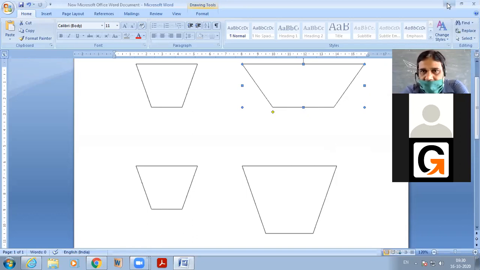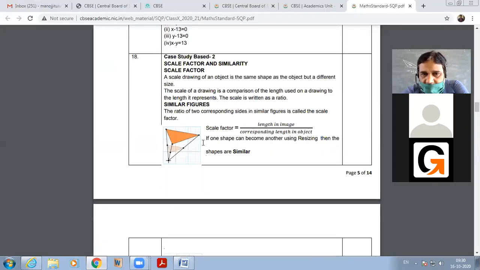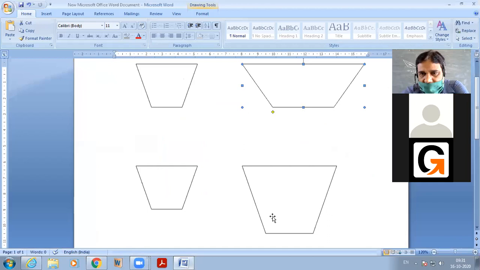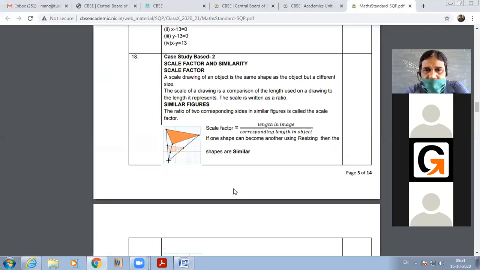Based on that it is given, see, scale factor. Scale factor is the length in image divided by the corresponding length in object. Image means this one, and this is the object. So the length of the image corner-wise, you see, from corner to corner. When I am increasing the length from corner to corner point, automatically everything increases in equal proportion. So based on that it is given, scale factor.